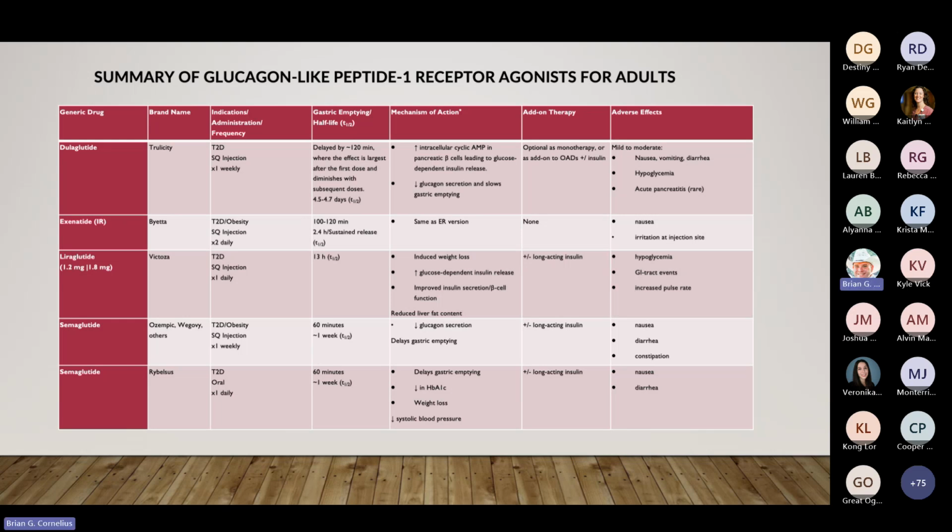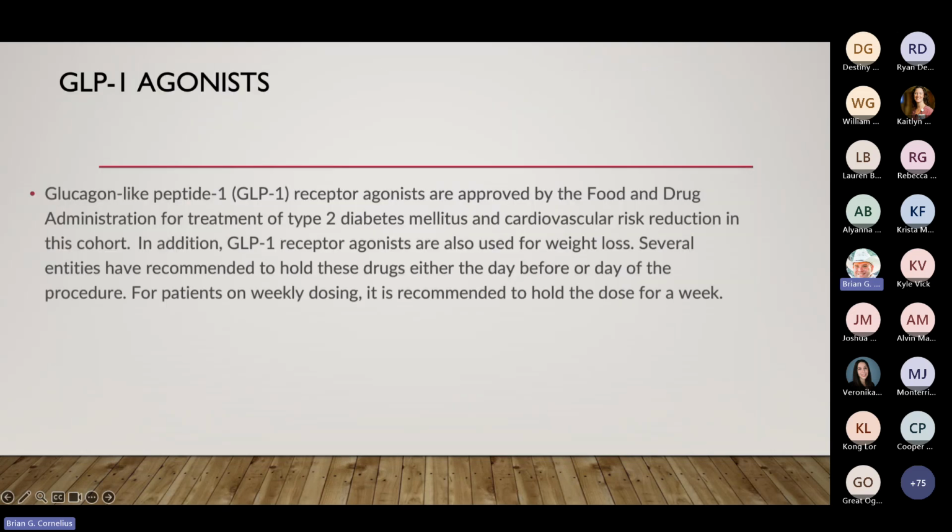The concerning thing for us is the anesthesia implications of these medications. Anytime you have somebody with delayed gastric emptying, they're at increased risk of aspiration. So the big question, and I'm going to pop back a slide, is how long do we hold these medications? It depends on the medication. Some recommendations are a couple days, some are a week, some are 2 to 3 weeks.